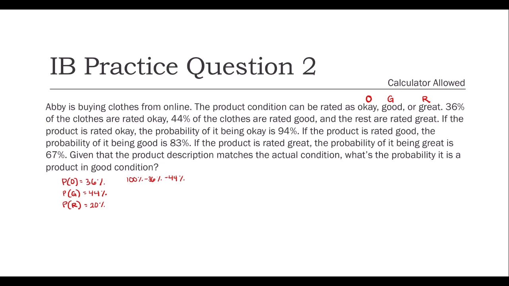It says if the product is rated okay, so given that the product is rated okay, the probability that it's actually okay is 94%. So the probability it's okay, given it's rated okay, is 94%. If the product is rated good, the probability of it being good is 83%. Probability of it being good, given it's rated good, is 83%. If the product is rated great, the probability of it being great is 67%. So the probability of it being great, given it's rated great, is 67%.